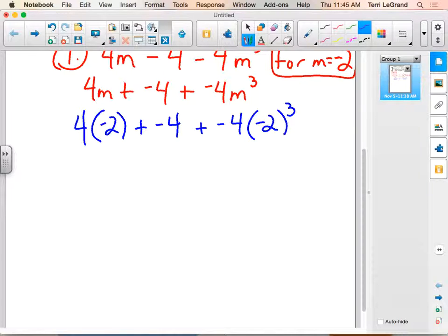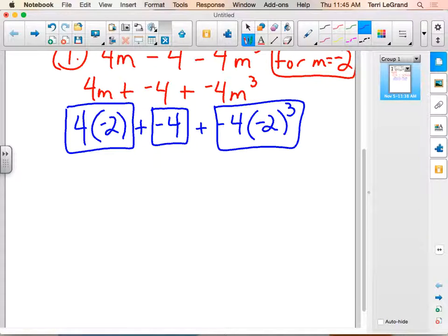Now, what I think will also help us to be a little bit more successful with this is it might be better to, at this point, put a box around each of your monomials. Which isn't really a box either, it's a rectangle. So 4 times negative 2, that's going to be one multiplication that we have to do. We have this, there's no multiplication to do, but it's got to come along. And then we have this expression to simplify. So let's start with the first one. 4 times negative 2. Negative 8.